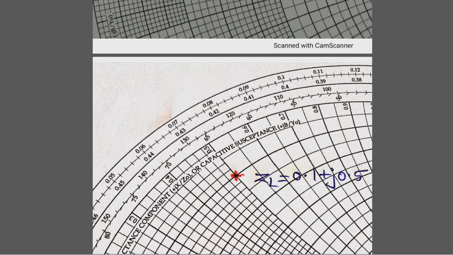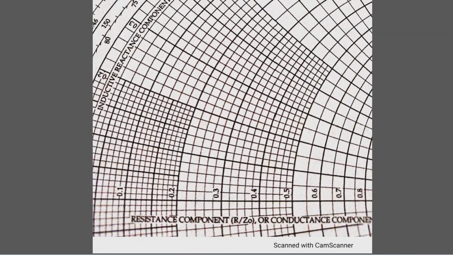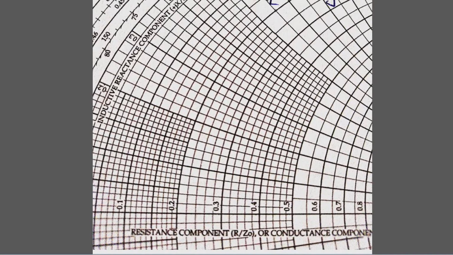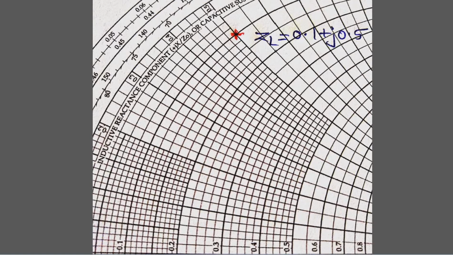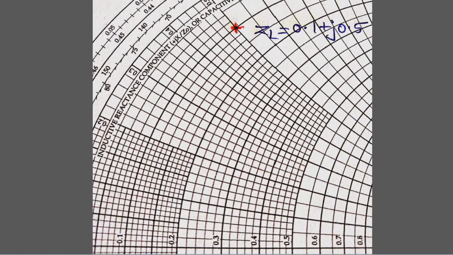Then see this, it looks like this. What I have done: ZL equals 0.1 plus j 0.5. So this is the real axis, and the 0.1 circle coincides with this 0.5 imaginary axis. So we identified the load impedance on the Smith chart. First step finished.